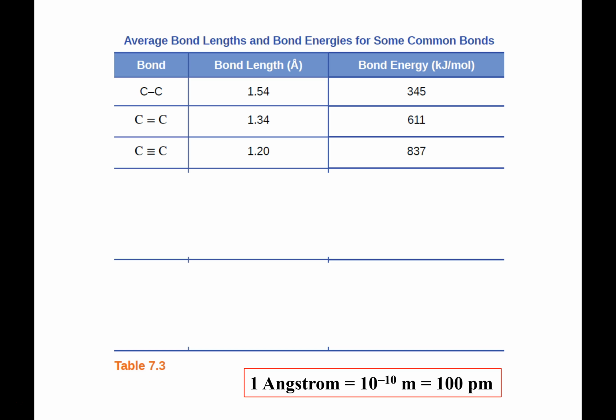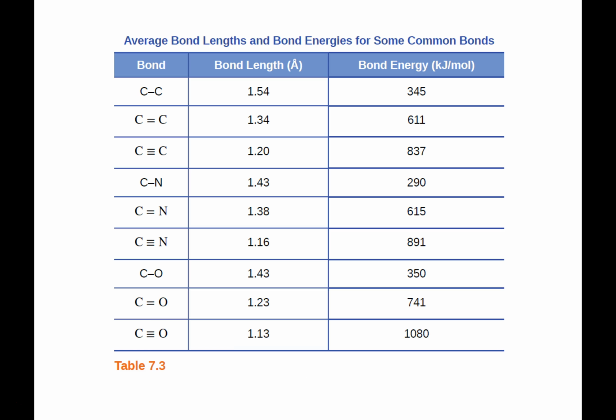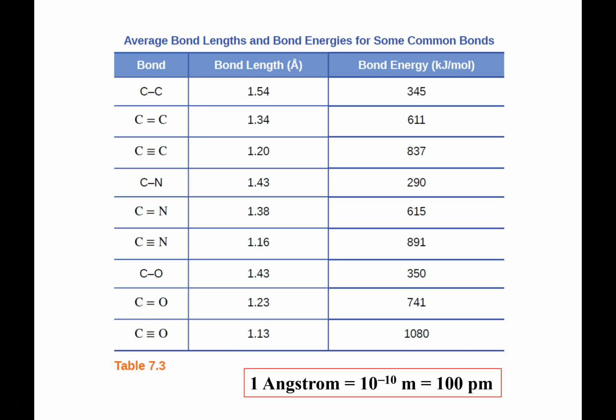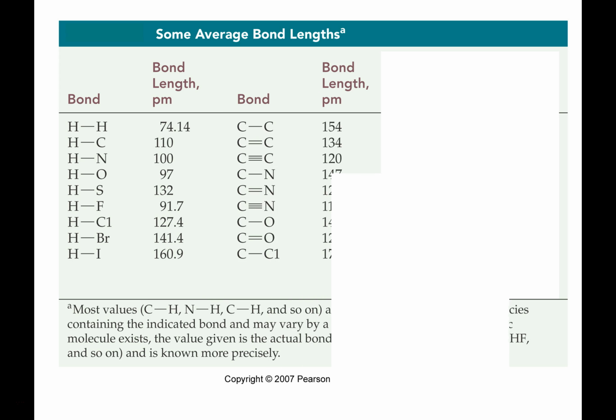All right, so bond length, bond energy. Single, double, triple: bond length decreases, bond energy increases. Okay, here we have carbon, nitrogen. Again, single, double, triple: bond length decreases, bond energy increases. And here we have carbon, oxygen, single, double, triple. Bond length decreases, bond energy increases. It's just another miscellaneous table.